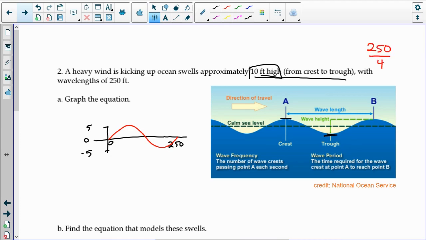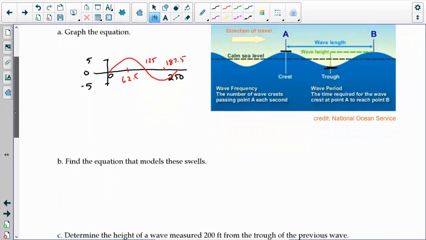If I'm looking at how much I have to go up by for my intervals when I'm graphing it, that's 250 over 4, and that is 62.5. So I have 62.5, 125, 187.5, and 250. So that's kind of a quick graph of the situation.